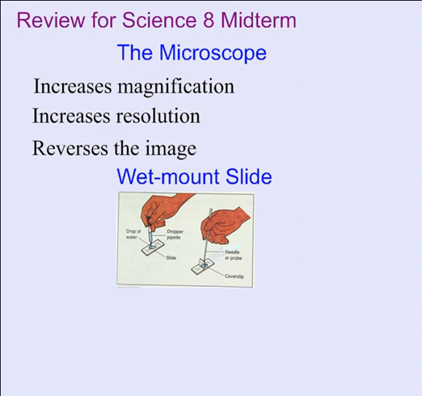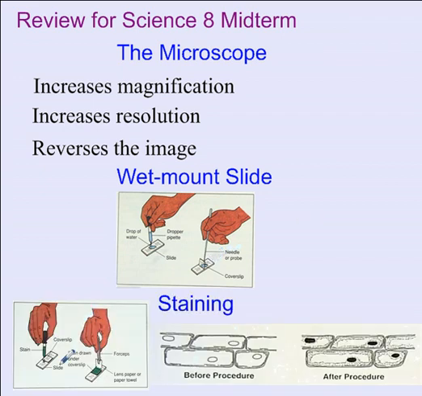If you need to add stain to make the cells more visible, you would make the wet mount slide, add the stain to the edge of the cover slip, and then draw it underneath by placing a paper towel on the other side of the cover slip, and it will, by capillary action, pull the stain across. This will make your cells or parts of the cells more visible.